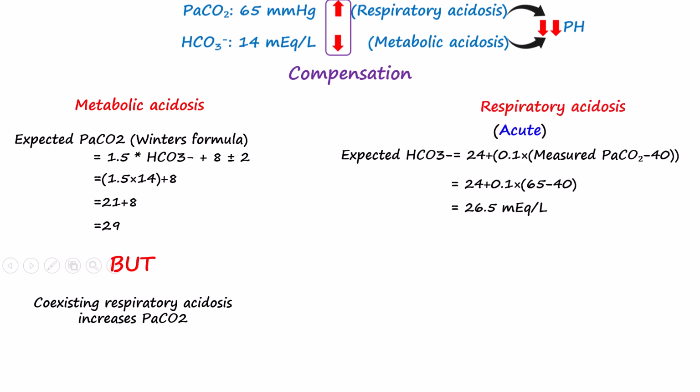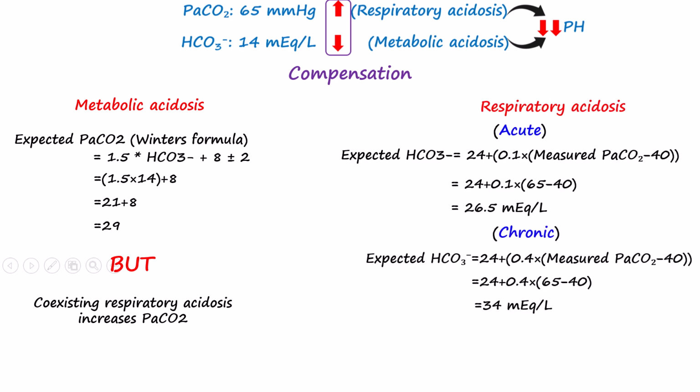The kidneys should be capable of raising the bicarbonate level to about 26 to 34, depending on the acuteness of the disorder, to compensate for the PaCO2 of 65 mmHg. But due to metabolic acidosis, bicarbonate is nowhere available for compensation. So the net result is both disorders additively crash the pH.